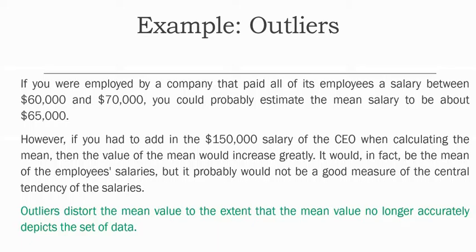Okay? Outliers. Let's say you're employed by a company that paid all of its employees a salary between 60,000 and 70,000, you can probably estimate the mean salary to be about 65, right? However, if you had to add in the 150,000 salary of the CEO when calculating the mean, then the value of the mean would increase greatly. Okay, so in this particular case, we have what we call an outlier.